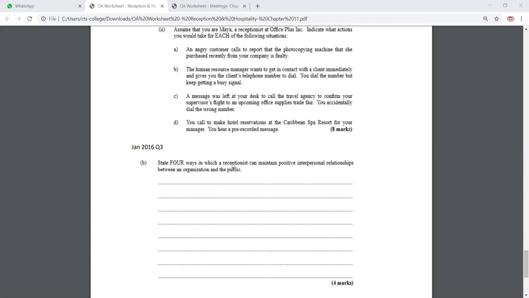What page could this be from? It's on 150 and 151. Remember, this entire worksheet is based on a particular chapter. This came from the chapter called Reception and Hospitality. So all the answers for this particular worksheet would have been found in that handout called Reception and Hospitality. And it's one of the chapters.